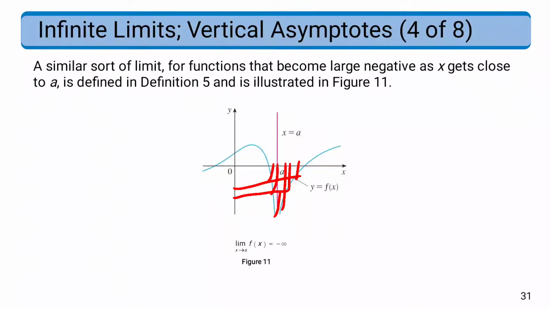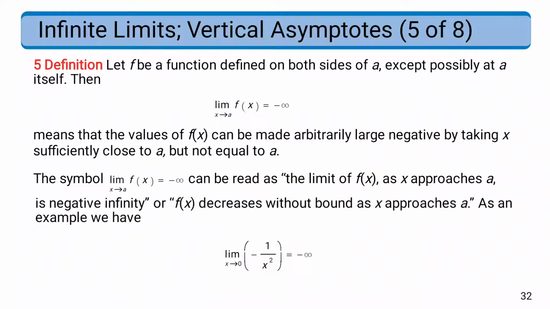So we'll say these functions become large negative as x gets closer to a, or the limit of f of x is negative infinity as x goes to a. That is the notation that we are going to use for infinite limits.